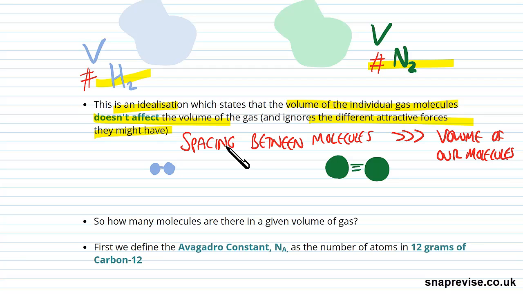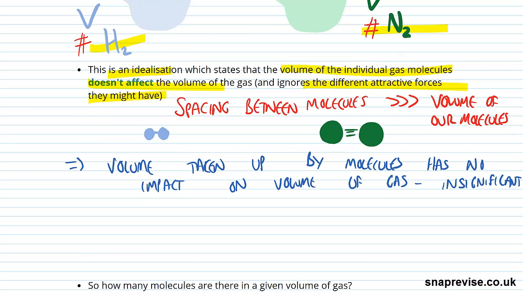But what we're basically saying is that because the spacing is so much bigger than the molecules, that is to say that the distances between each nitrogen atom or each hydrogen atom are so much bigger than the size of each of those molecules, the volume that these molecules take up has no impact on what the volume of our gas is. They're insignificant, which basically just means that we can treat them as point particles. They don't really have any volume, because in this level of approximation, they just have no impact. They're so small compared to the spacing between them.